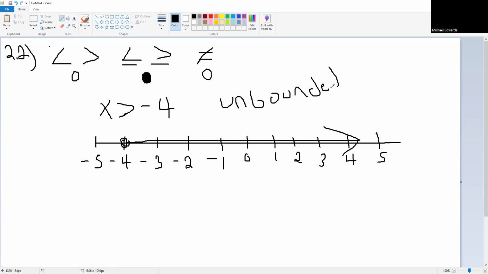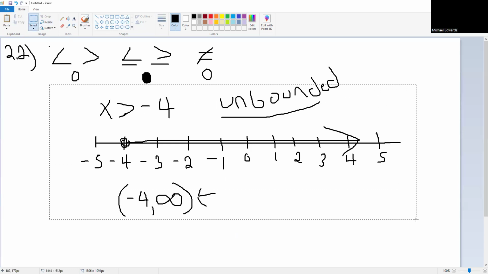My writing is not that great on this machine. Unbounded because it goes out to infinity. That's the definition of unbounded. Let's write it in notation. It is a greater than sign, right? So what did we do on greater than signs? What did we write first? We wrote the number first, then off to infinity. And that's how you write that. So we said it was unbounded and we wrote the interval notation.